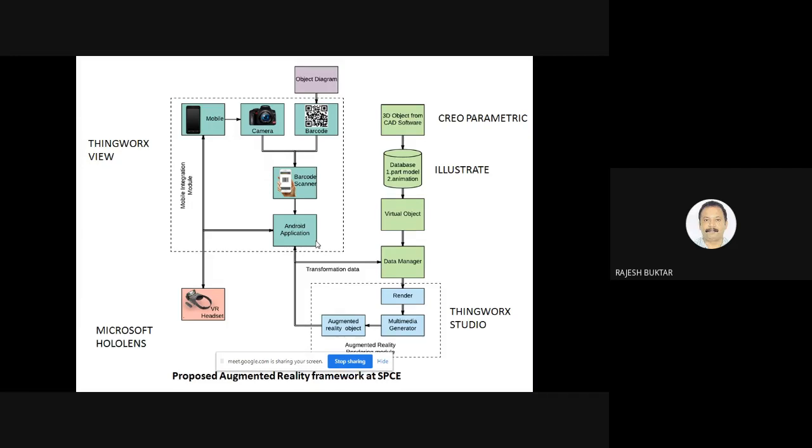You can enlarge this framework and see the 3D object from CAD software, which is coming from parametric. Then if you want to develop the animation sequence, that can be developed in Illustrate software. Illustrate is also one of the software where students are expected to learn and develop expertise. The PVZ version of this can be shared with AR in ThingWorx Studio, and then you can access it through the Android application.